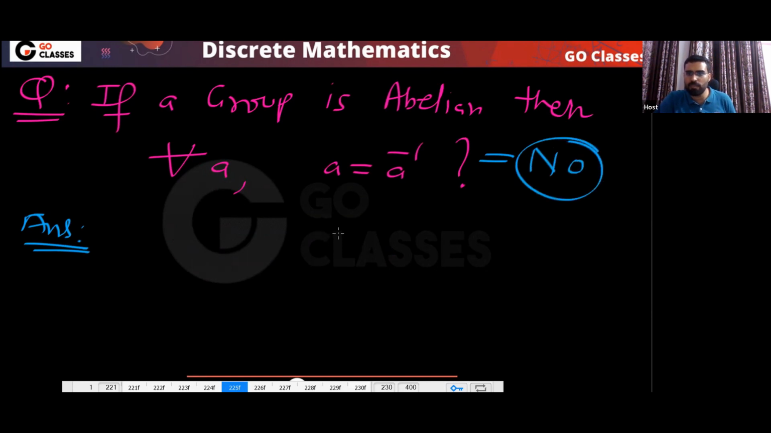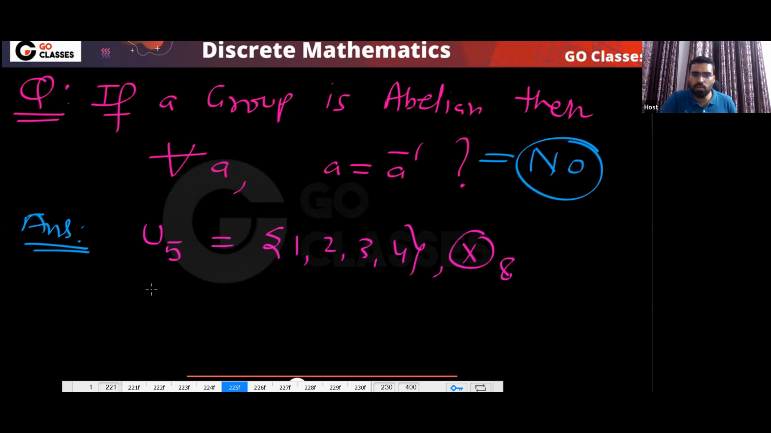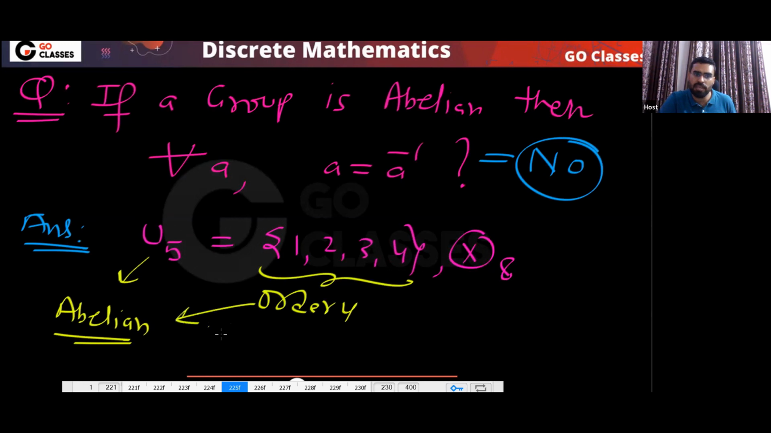Can anyone give me a counter example? Remember the group of order 4 template. You can take this order 4 template, U5 you can take. U5: 1, 2, 3, 4, multiplication modulo 5. Here you can notice this is abelian because order is 4. So this is abelian.